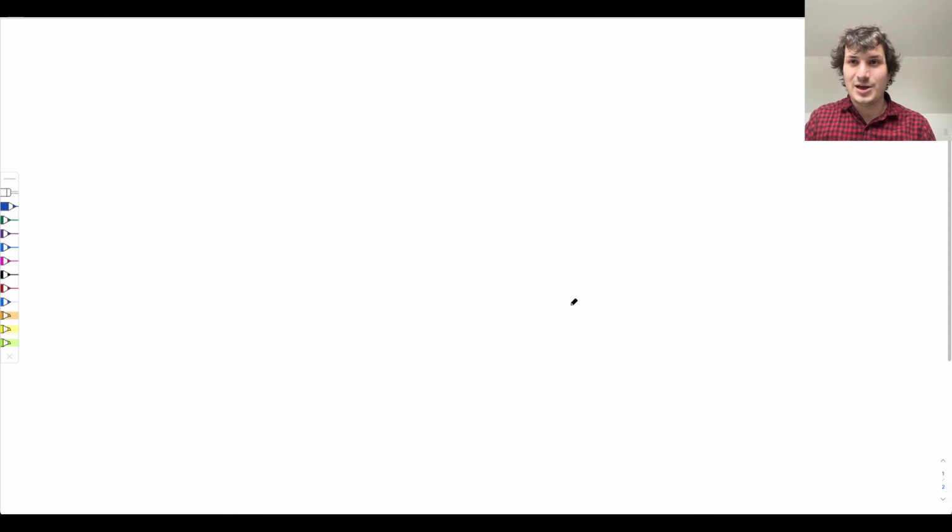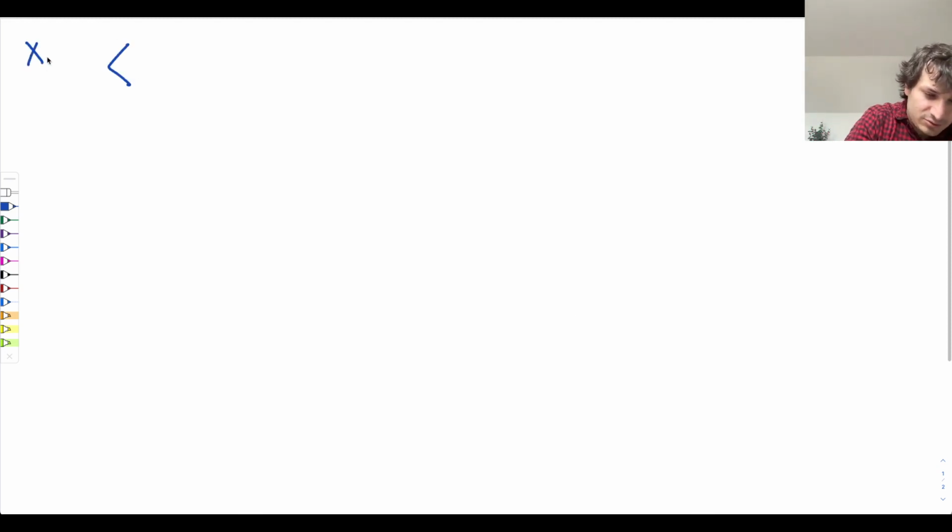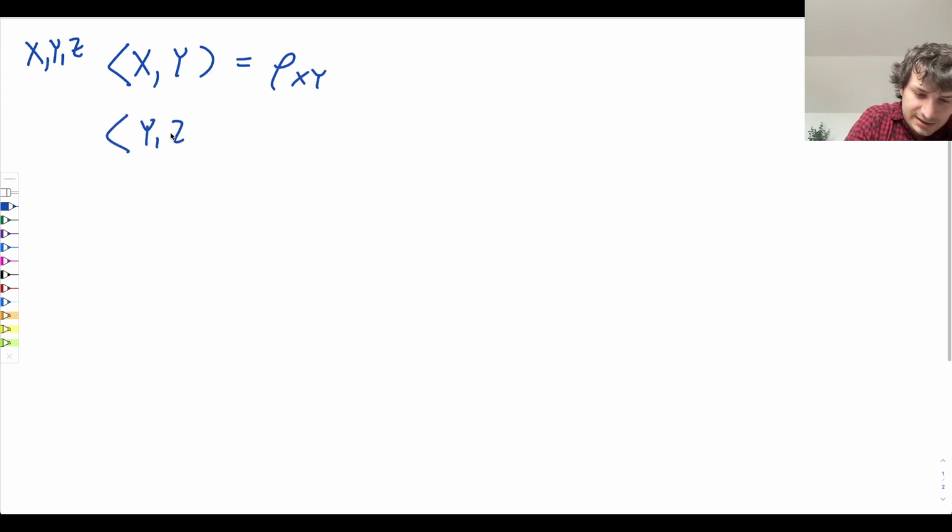Let me see if I can open up a picture. So we have 3 vectors, X, Y, and Z. They are vectors. And the correlation X, Y is given to us. Let's call that rho of X, Y. And the correlation Y and Z is given to us. Let's call that rho of Y, Z.